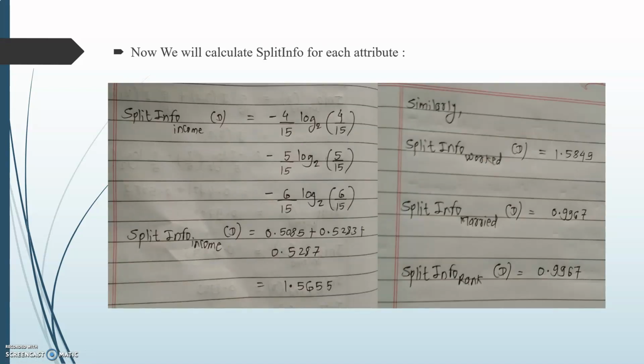Now we will calculate the split info for the attribute income. So minus 4 by 15 log to the base 2 of 4 by 15 for low values, minus 5 by 15 log to the base 2 of 5 by 15 for medium, and similarly for high. So the split info of the income attribute is 1.5655. Similarly, we will calculate for the work, married and rank attributes also.